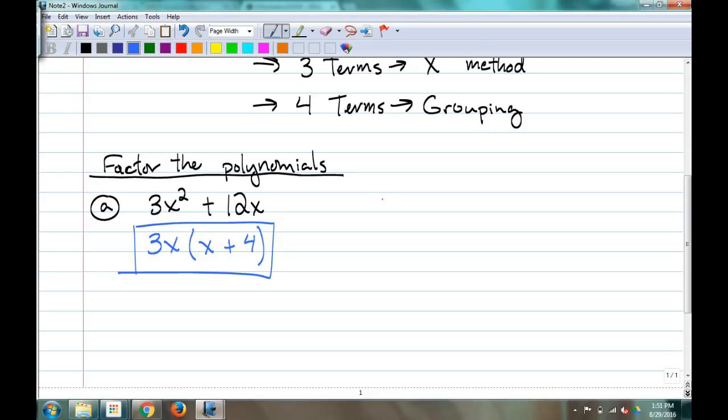Okay. Example B. Let's say we had maybe x squared minus 9x plus 20. I look at that. The first thing I want to look for in every problem is the greatest common factor. Is there anything in common amongst all 3 terms? No. So I go to the next rule. It says count the terms. How many terms are there? 3. This is where we're going to use that X method.